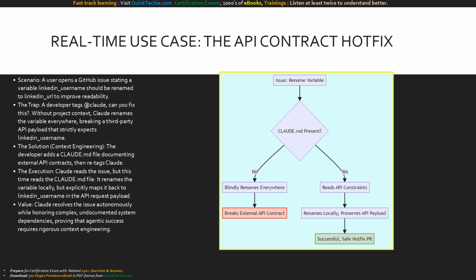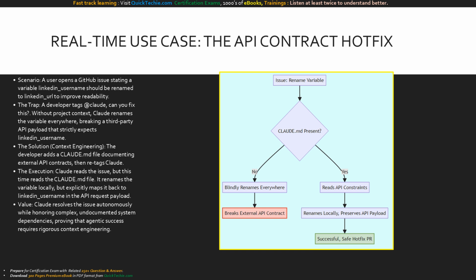The developer creates a Claude.md file explicitly documenting the external API contracts and retags Claude. The execution this time is flawless. Claude reads the issue, reads the context file, renames the variable for local readability, but intelligently maps it back to the required key in the API payload. The massive value here: Claude resolves the issue autonomously while honoring complex system dependencies, proving that true agentic coding requires engineered context.